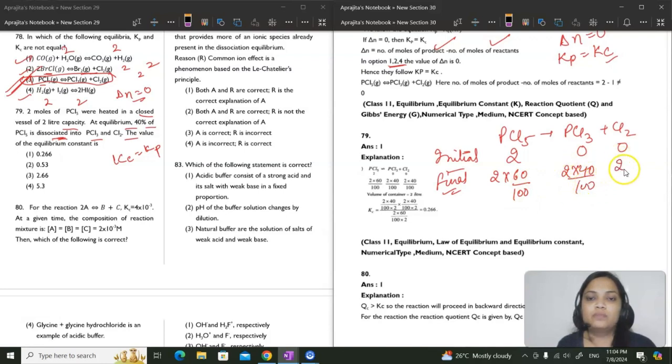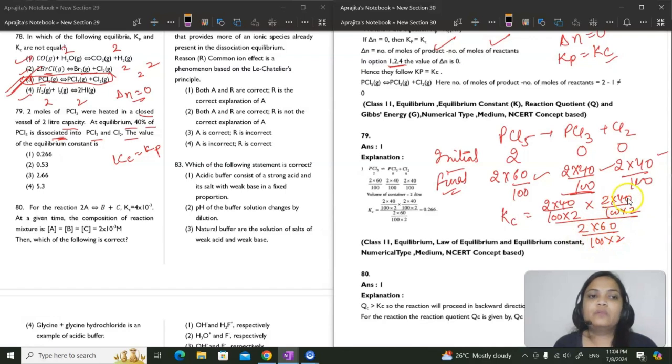So 40% is dissociated, and the volume of the container is 2 liter. These are the number of moles. If I divide with the volume, I will get the molarity, the concentration. So Kc will be the concentration of product, 2 into 40 upon 100, divided by volume, which is 2. Again 2 into 40, divided by the concentration of reactant.